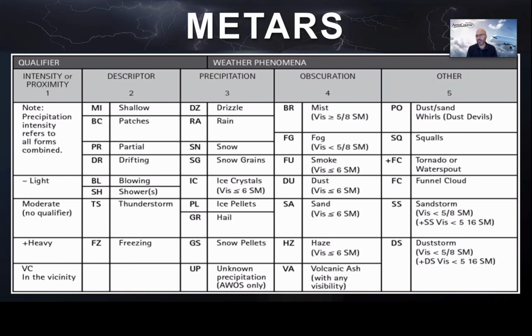All right, here are the descriptors. This table's in the AIM. You can find tables like this everywhere. It's pretty much ICAO standard. The ones that everybody seems to get tripped up on: snow grains versus snow pellets. That's one that people get tripped up on, don't forget. Some people forget shallow and patchy, even partial sometimes, so watch for those. IC for ice crystals, PL for ice pellets, GR for hail, UP for unknown precipitation.